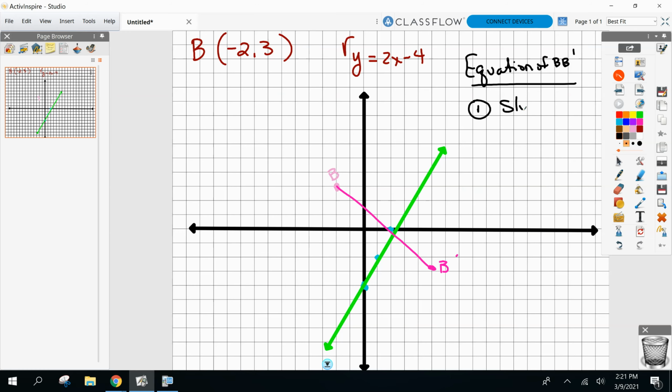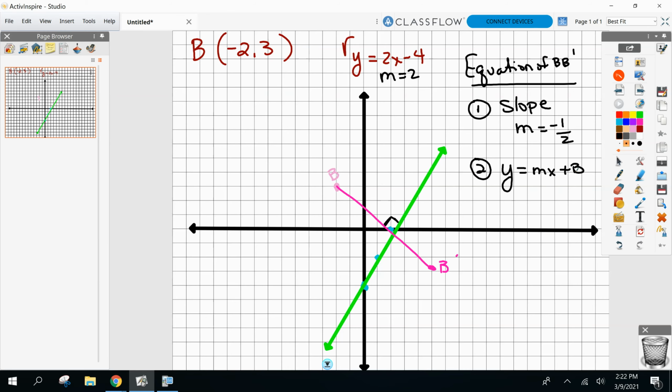Number one, we talk slope. All right, we know that my line of reflection and B prime are perpendicular to each other. So the slope of 2x minus 4 is 2. I take the negative reciprocal, -1/2. So that's going to be the slope of B prime. Number two, let's find the y-intercept, the B value. Because remember, when you type it in your calculator, it's got to look like y equals mx plus b for you to graph on the calculator.